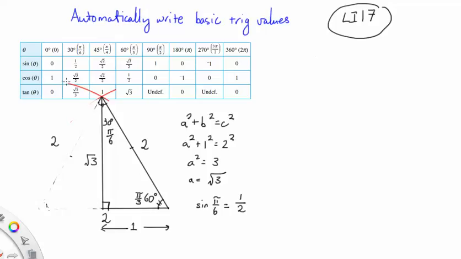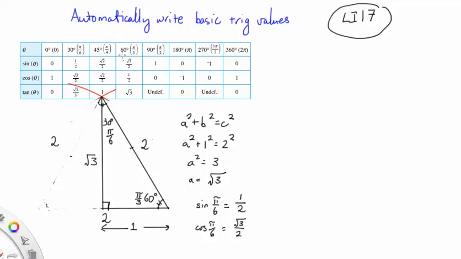Let's try another one. Let's try cos pi on 6. What's that? Well, cos is adjacent over hypotenuse. So it's, let's see, well there's pi on 6, so it's the adjacent, which is root 3, over the hypotenuse 2.